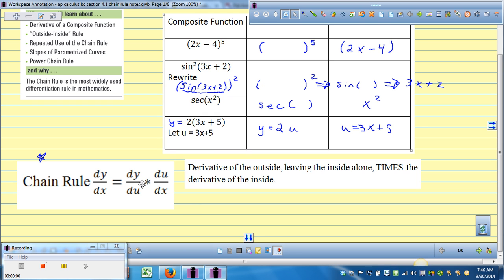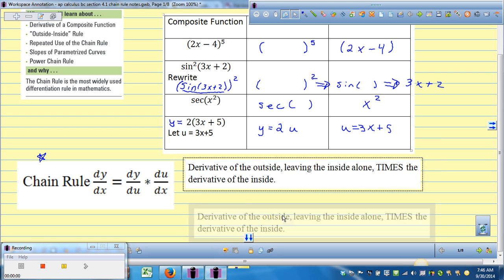So if we could find a way to write our derivative in terms of u, then we can take the derivative of y with respect to u, which means the variable of u, and then we can multiply by the derivative of u with respect to x. So let's see what that does for us over here on the final problem that we have.